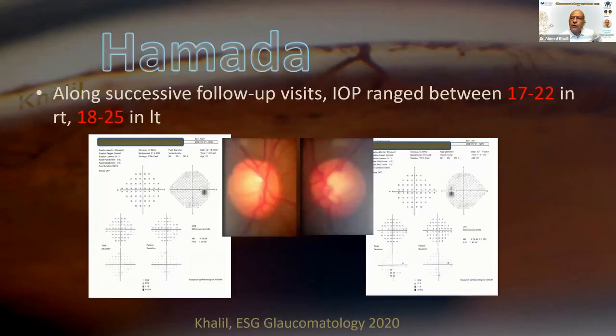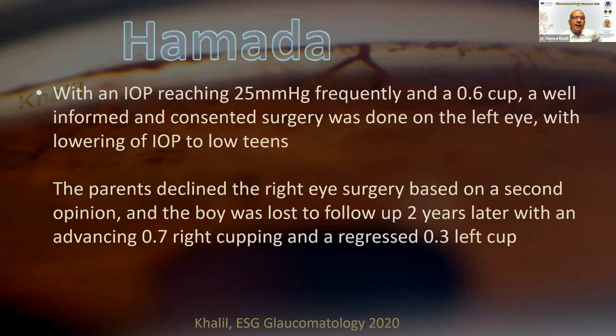Along successive follow-ups, his IOP rose up to 25 in the left eye, and he was operated after a very well-informed consent with the parents. After a few months, his pressure lowered in the left eye, but the parents later apparently had several opinions from other authorities, and declined the right eye surgery based on a second opinion. The boy was lost to follow-up, and 2 years later had an advancing 0.7 right cupping and a regressed 0.3 in the operated eye.